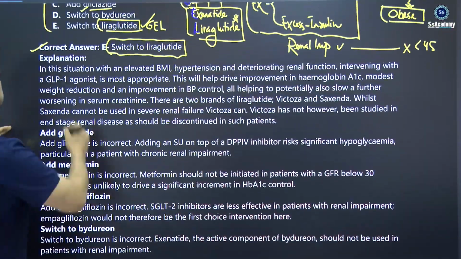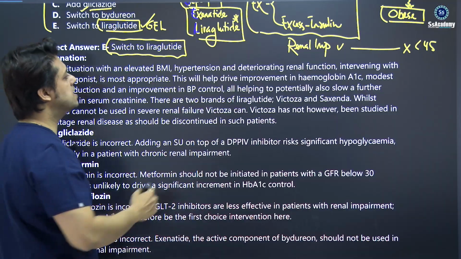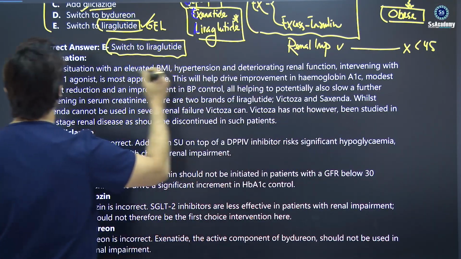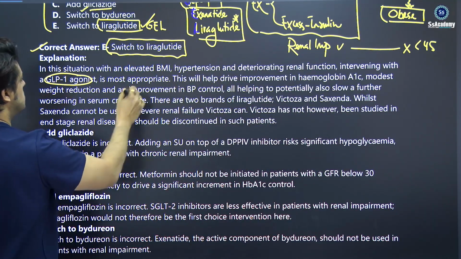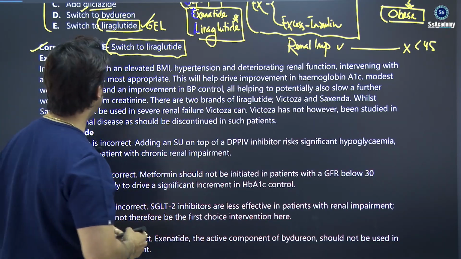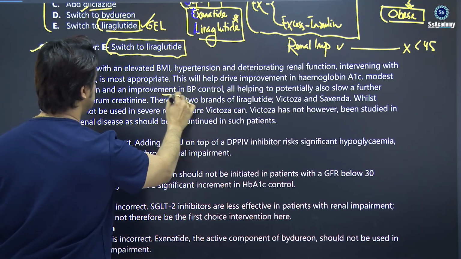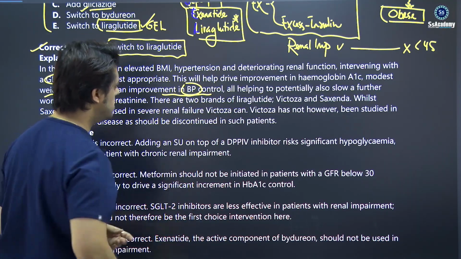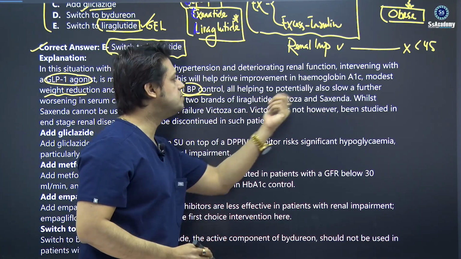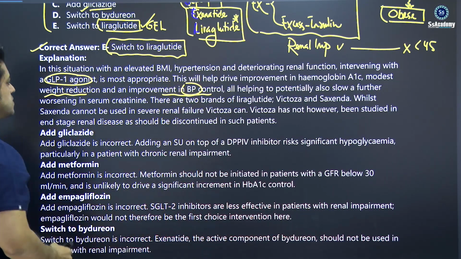So it is said that in these situations with an elevated BMI, hypertension, and deteriorating renal function, intervening with a GLP-1 agonist is the most appropriate drug. This will help drive improvement in the HbA1c, modest weight reduction, and an improvement in BP control. All of this potentially helps slow further worsening in serum creatinine.